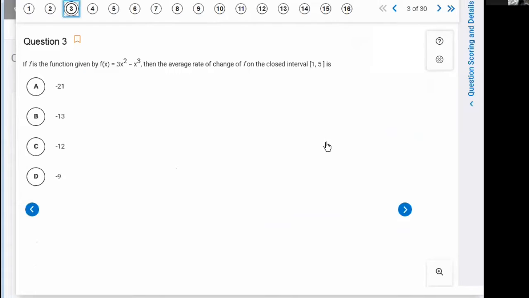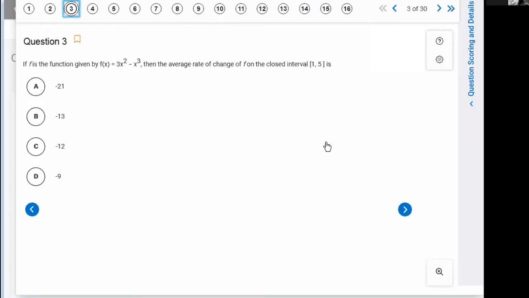Okay, f is a function given by f of x equals 3x squared minus x cubed. What is the average rate of change of f on this closed interval? So careful, it's average rate of change, not average value. Do you guys remember what the equation for average rate of change is? If you do, please write that down in your notebook right now. If you do not, Google search it quickly. No, don't do that. I'm going to give you the hint.